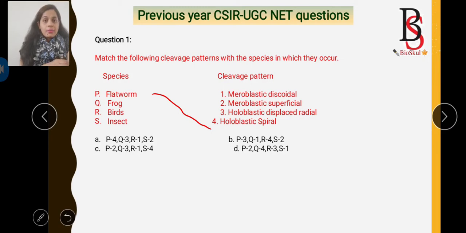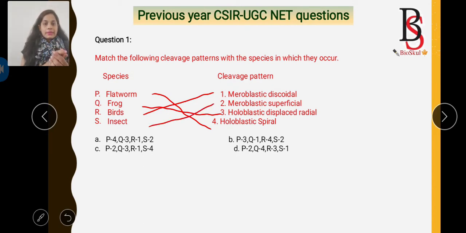And frogs have holoblastic or meroblastic cleavage? Frogs also have holoblastic cleavage, so it is holoblastic and radial cleavage. Birds have meroblastic cleavage and that is discoidal. And insects have meroblastic and superficial cleavage. So P is 4, Q is 3, R is 1 and S is 2. So option A is the correct answer.